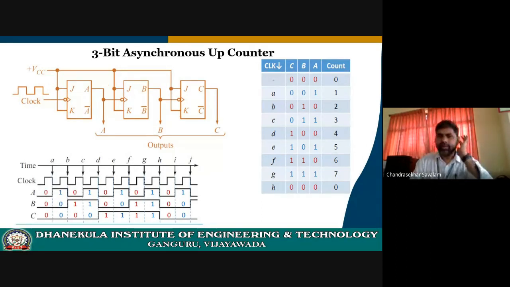One more thing, we are going to design a 3-bit asynchronous up counter, or 3-bit ripple up counter. This is the logic circuit, students. Because it is 3-bit, we need 3 flip-flops. I already told you, if you want to design a 1-bit counter, you need 1 flip-flop. If you want to design a 2-bit counter, you have 4 states, and you need 2 flip-flops.